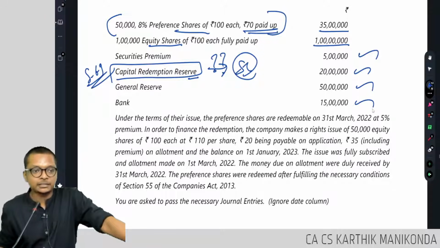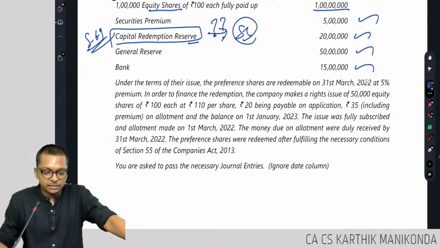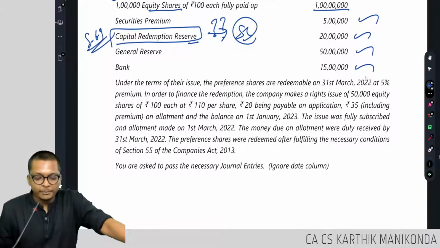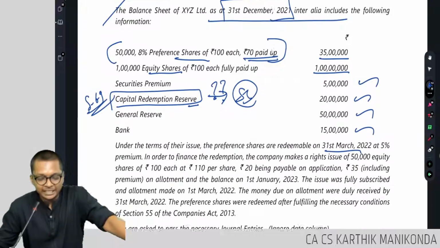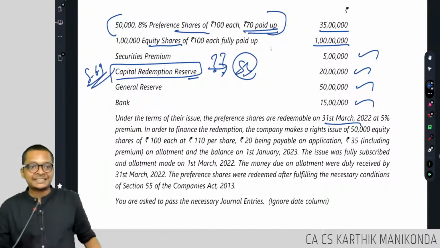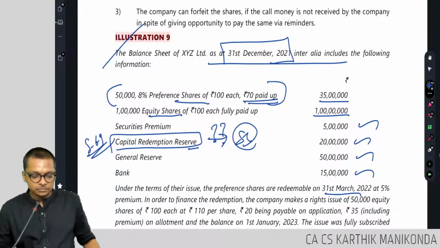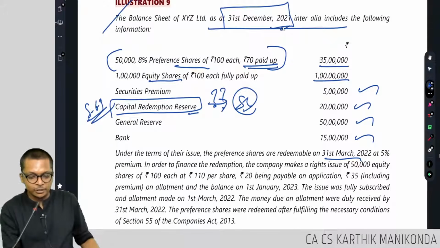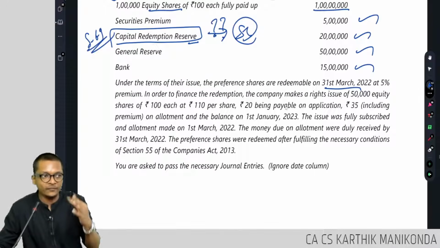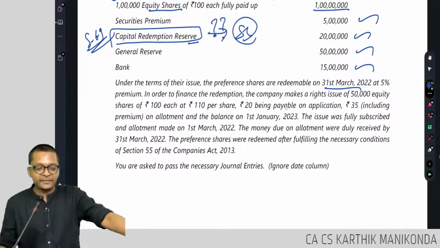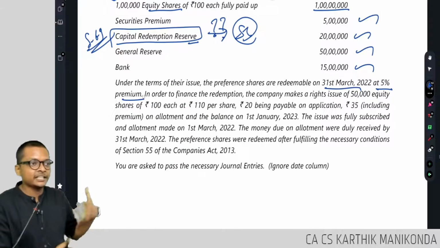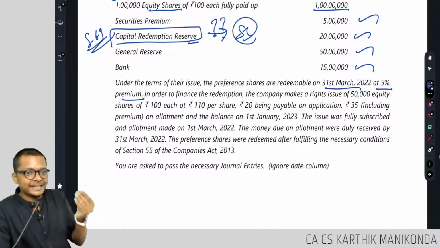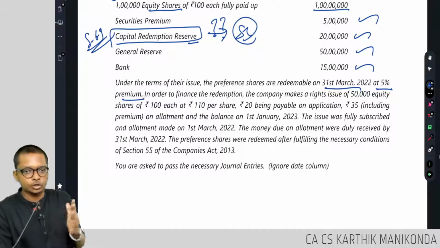Bank balance is 15 lakhs. Next, under the terms of the issue, preference shares are redeemable on 31st of March 2022. We are now at 31st December 2021. They are repayable after 3 months, correct? After 3 months, 31st December 21 to 31st March 22, we have to repay at 5% premium. Somewhere they are giving dates. If they give dates, what should you do? Write the date in the journal entry. Otherwise, lose 1 mark. Your choice.